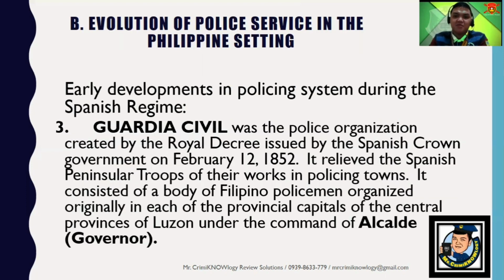The Guardia Civil was the police organization created by the Royal Decree issued by the Spanish Crown Government on February 12, 1852. It relieved the Spanish Peninsular troops of their work in the towns. It consisted of a body of Filipino policemen organized originally in each provincial capital of the central provinces of Luzon under the command of the alcalde or the governor during that time. So there were more provincial troops during those times, but the officers were Filipino.